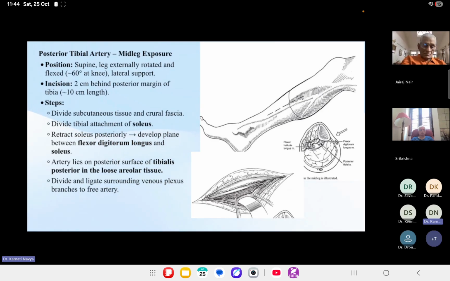Here you can see the cross section showing the flexor digitorum longus and the flexor hallucis longus, and you can see the posterior tibial artery lying behind the tibialis posterior and flexor digitorum longus muscle.